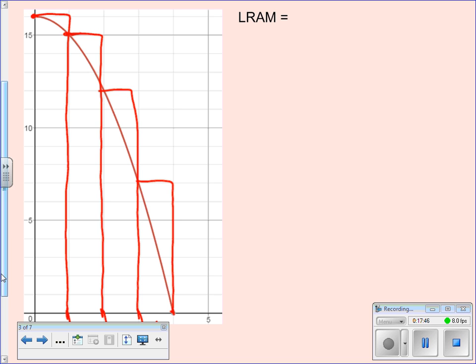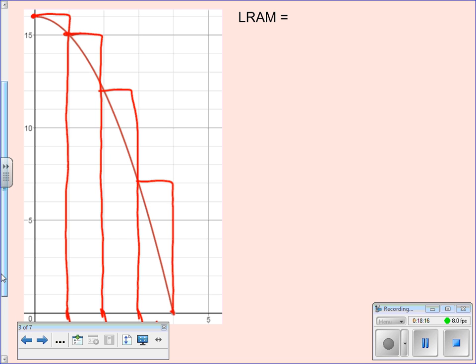So for LRAM, I have a rectangle. Each rectangle is a width of 1 on this particular problem. The width may be different depending upon the function and the equation. But LRAM, I go up both sides. Where the left hand hits the curve, that's where I stop. That's my height. If you have a function that is decreasing, LRAM will give you an over approximation.